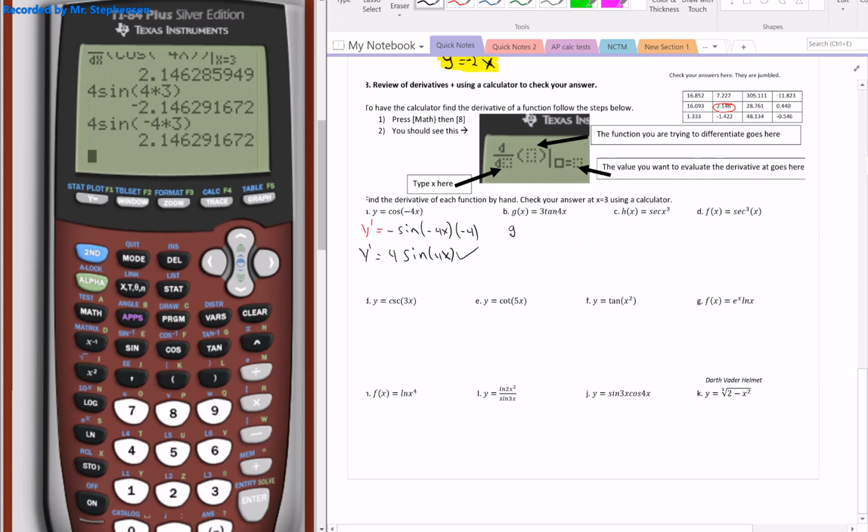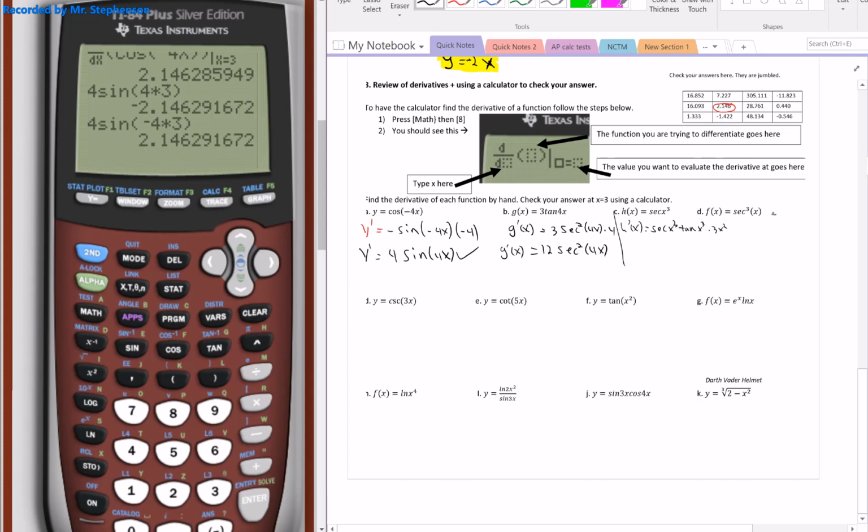So let's just go through some of these other ones. G prime of x here is going to be 3 secant squared 4x times 4, which simplifies to 12 secant squared 4x. This one, derivative of secant is secant tangent times the derivative of the inside. Derivative of the inside is 3x squared. And let's just leave that one like that.